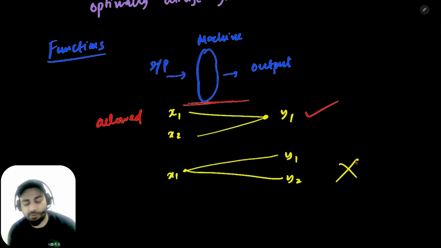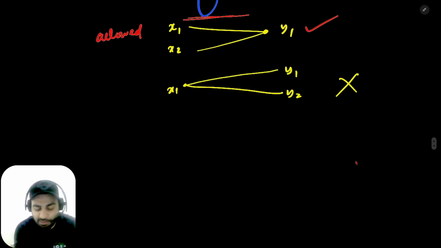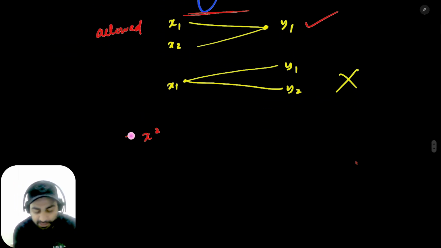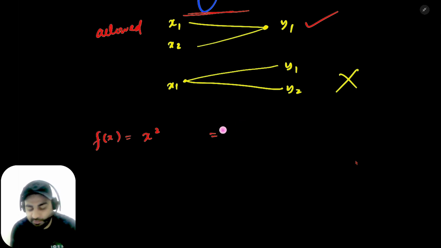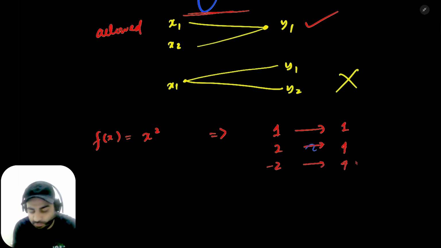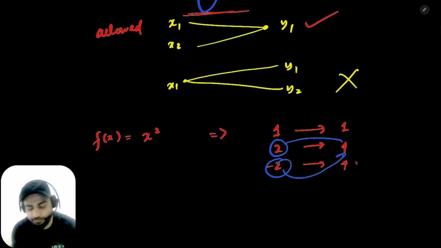There are different types of functions. Let's take an example: x square is a function. If I write f of x is equal to x square, that means if I give it the value 1, the output will be 1. If I give the value 2, the output will be 4. If I give minus 2, it's again 4. So here you see that these two inputs, 2 and minus 2, got mapped to 4.